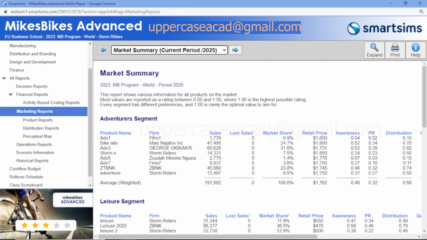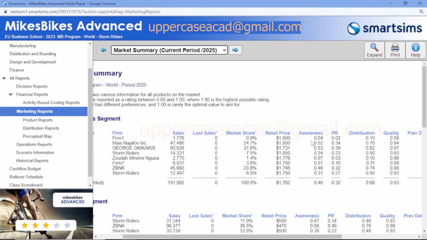Here we have sales, the lost sales, and the lost sale is how many more units you could have sold if you had manufactured enough. And if we had zero, it means that we produced more than the demand. So I met the demand and I have some inventory. So the sales that I've made are here. For the adventures, the product name, let's say is Adv1. So this was for farm 1 and he sold 1,776 units. And we have the lost sales here, the market share, the retail price.